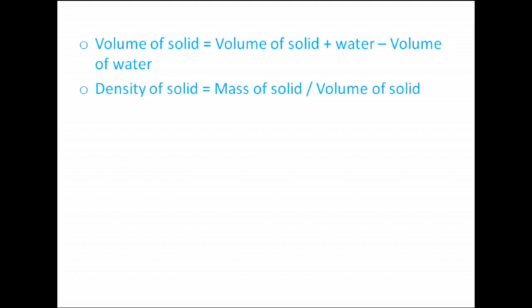Density of the solid can be calculated by taking the mass of the solid and dividing it by the volume of the solid, which you should have calculated already.